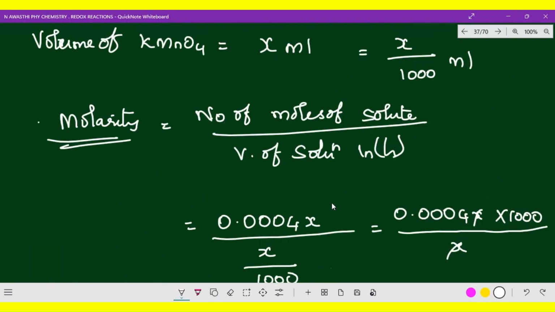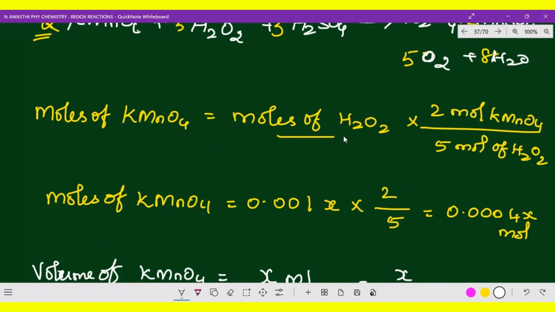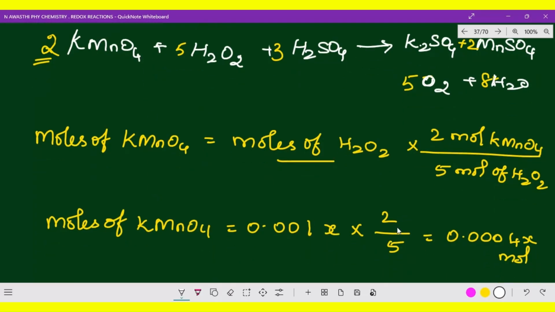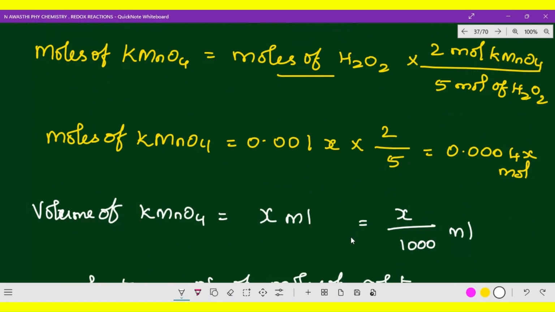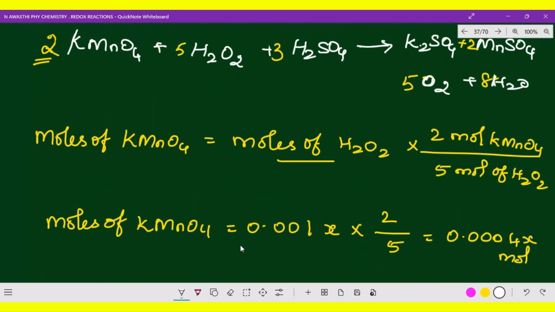First and foremost, from the data, we are collecting the number of moles of hydrogen peroxide. Then we are collecting the number of moles of KMnO4 from the stoichiometric coefficient. Both we are finding, this is the mole ratio, and finally we are concluding the molarity. So we are getting it like this. I hope you got the clarity.